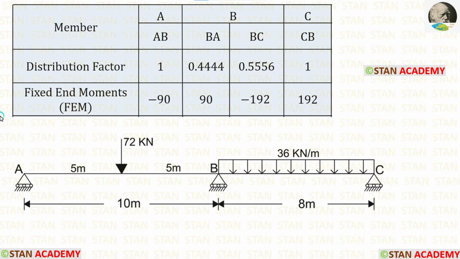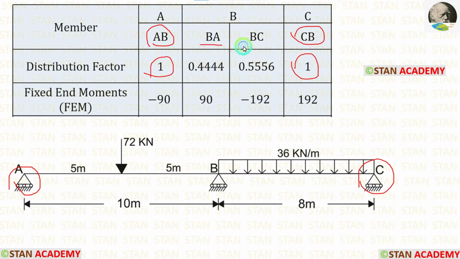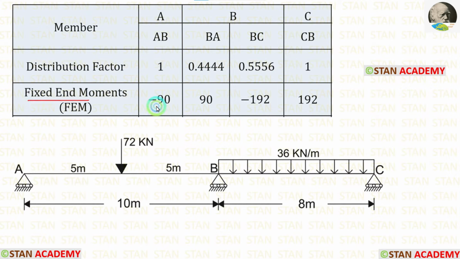Now, let's start making the moment distribution table. First, let us enter all of the members. Then, let's enter the distribution factor values. We already know the distribution factor for AB is 1 because in the point A, we are having a roller support. For CB also, the distribution factor is 1 because in the point C also, we are having roller support. For BA and BC, we have already calculated the distribution factors. Let us enter them.